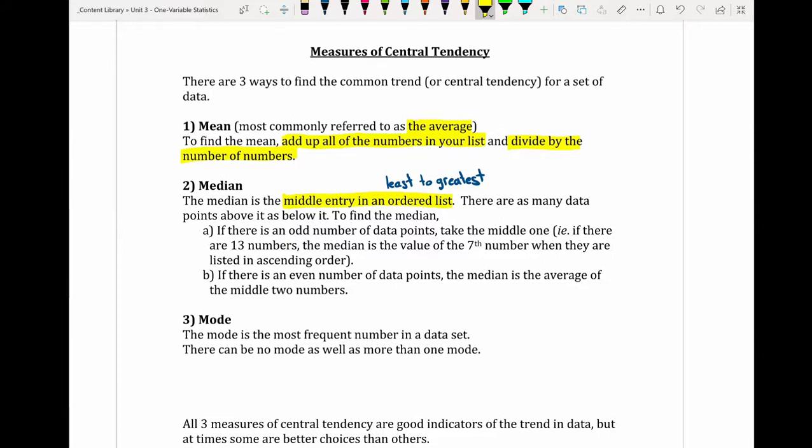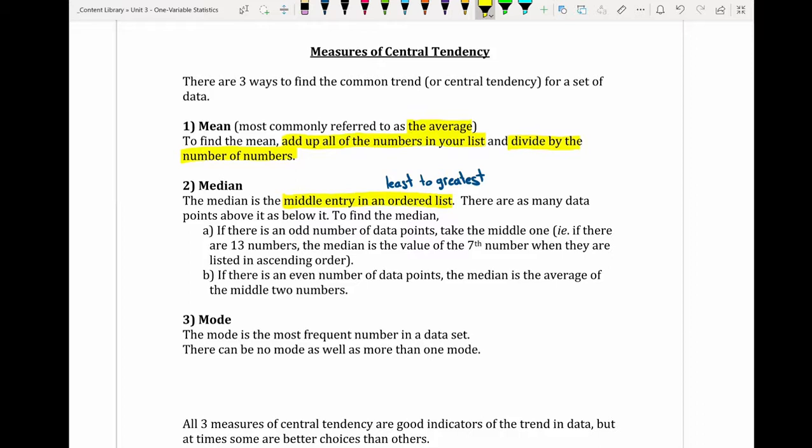And there are two situations in order to find the median. If there is an odd number of data points, take the middle one. So for example, if you have 13 numbers, the median is the value of the seventh number. So when you lay them all out, or you put them all in order and count to the seventh number, that's your median.